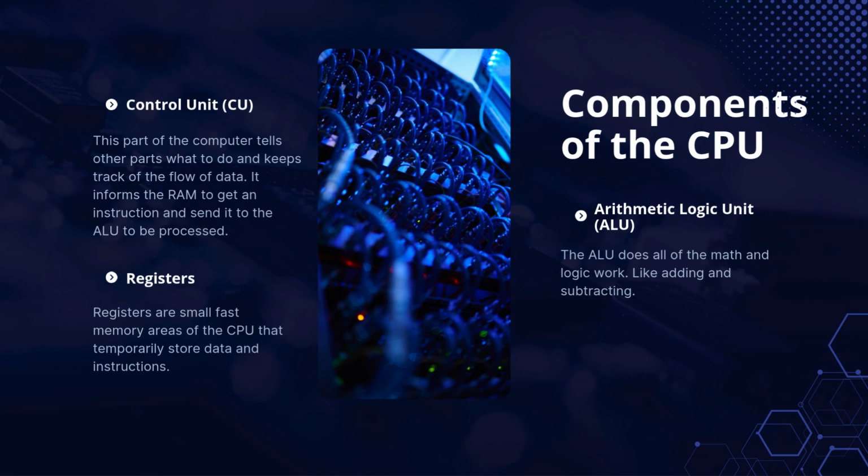So, what are registers and what do they do? Registers are small fast memory areas of the CPU that temporarily store data and instructions. Finally, we have the arithmetic logic unit, that we covered previously with the control unit. It sends information and instructions to the ALU. So the ALU does all of the math and logic work like adding and subtracting.